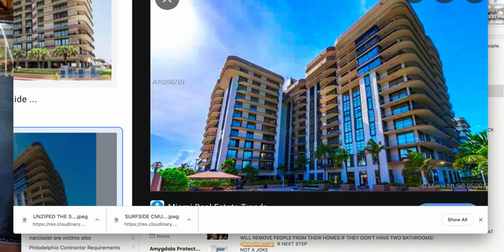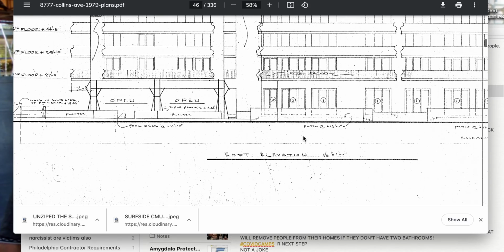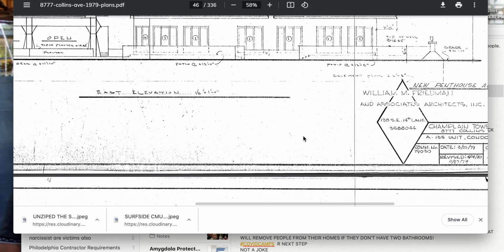Now let's go to south. So let's go orient it. Let's go back over here to the numbers, because they're going to take the numbers out in a minute. They're going to lose us.